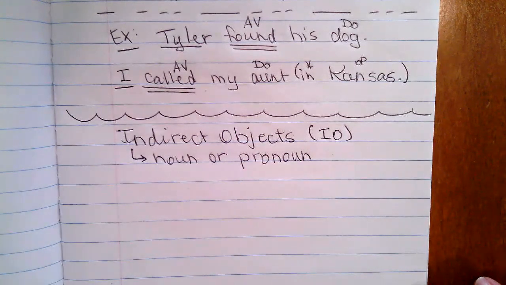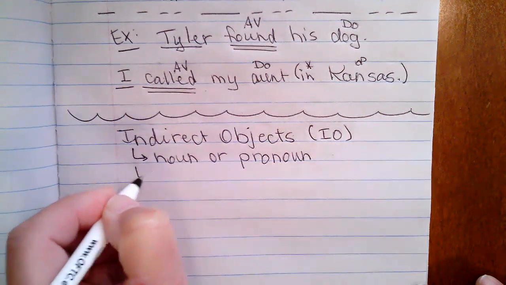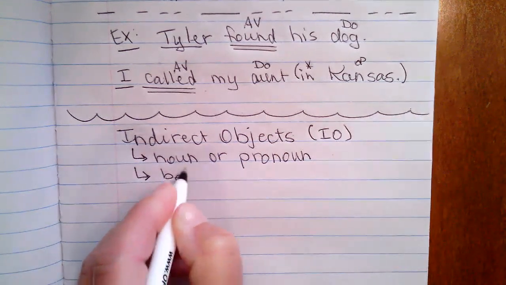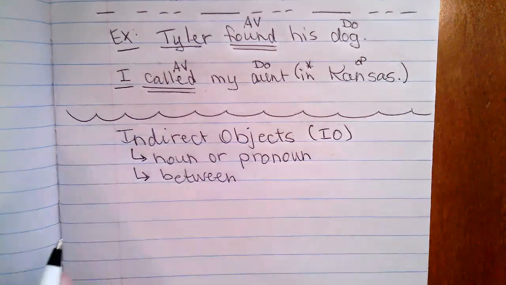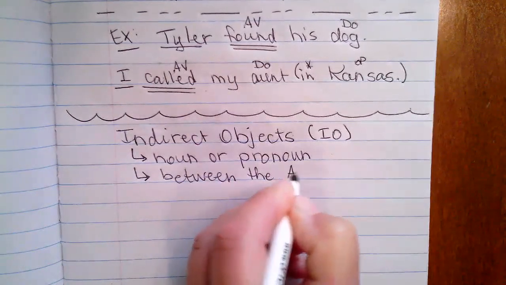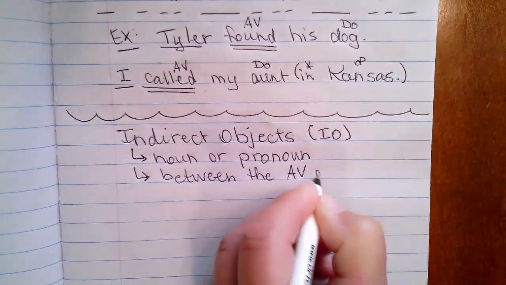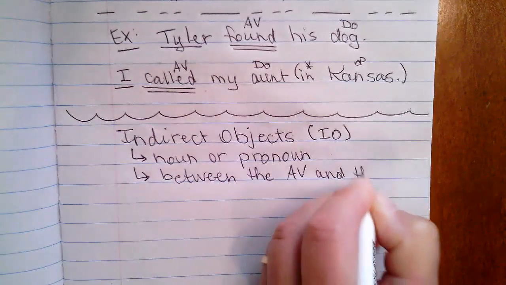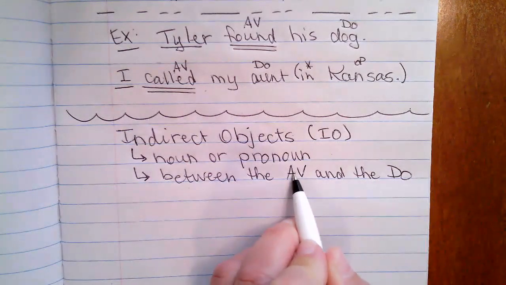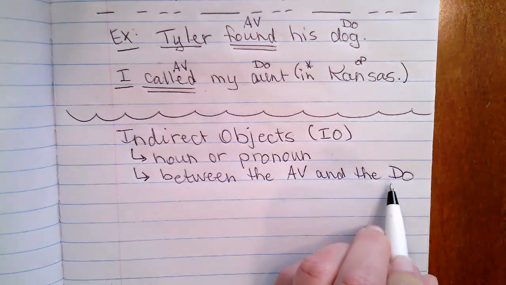Now, when we did direct object, the second thing that we listed is that a direct object would follow an action verb. Well, we have something that lets us know where to look in our sentence for an indirect object. An indirect object is always in a certain place in a sentence. It's going to be between the action verb and the direct object.